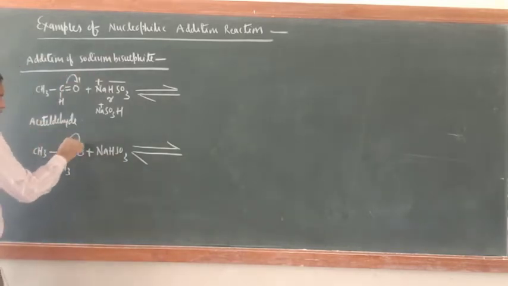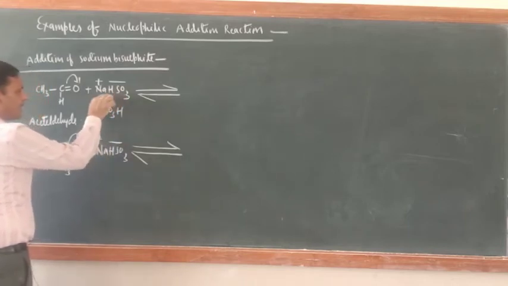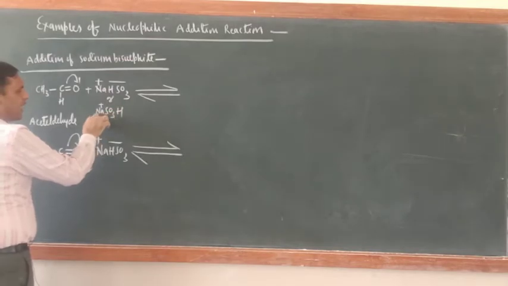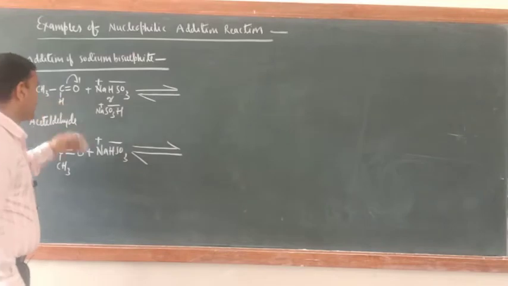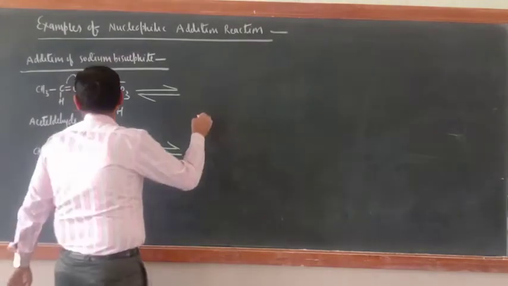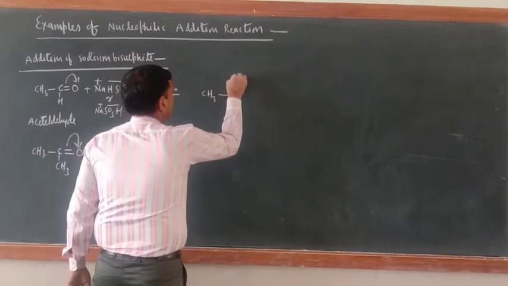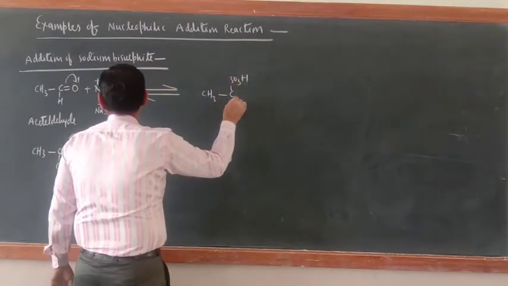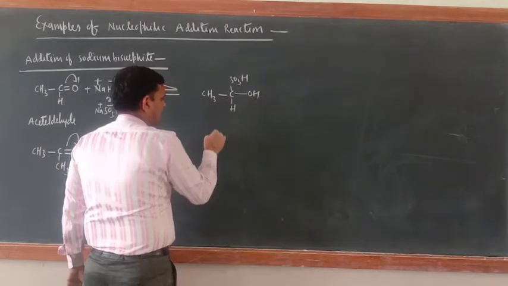In this case also, this is the positive part, this is the negative part. Remember, NaHSO3 can be written as NaSO3H. That doesn't make any difference. So now just add here, Na will go to O, SO3H will go to the carbonyl carbon. So here the product will be CH3C, and here SO3H, and here OH, and here H.